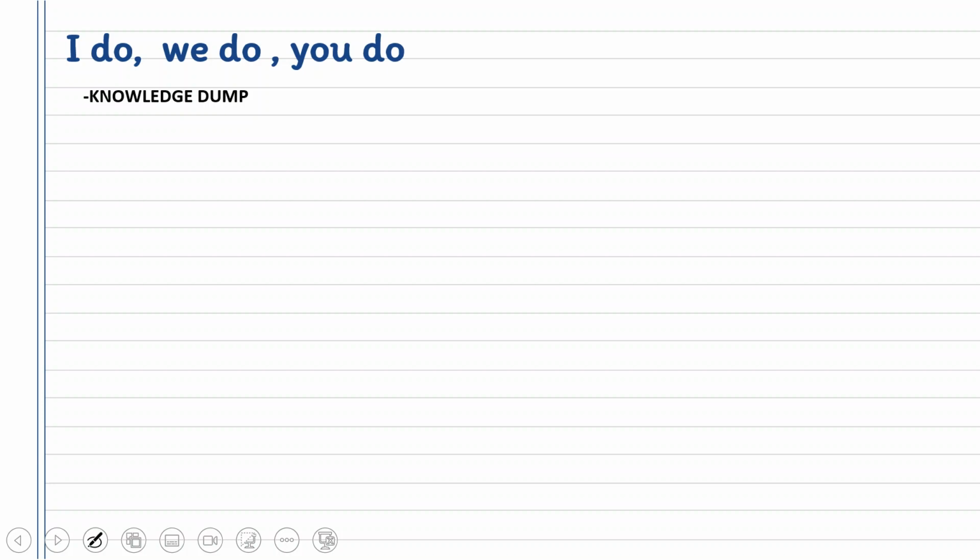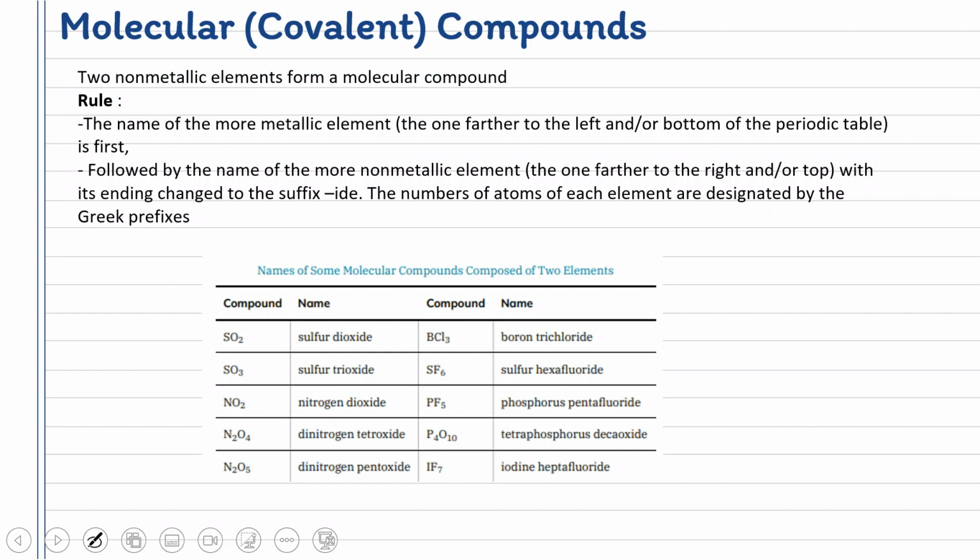Okay, great. And we're going to go to the next part. In the next part, you want to look at molecular compounds. Now remember, I told you another name for molecular compounds is covalent. They're the same. So covalent bonds.